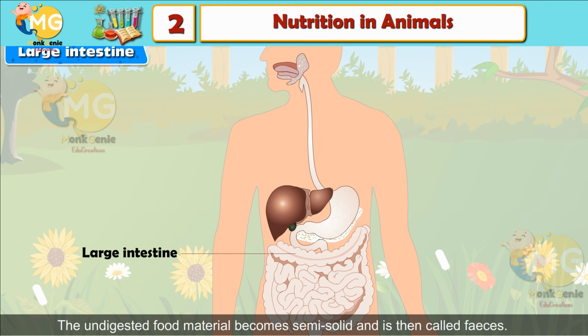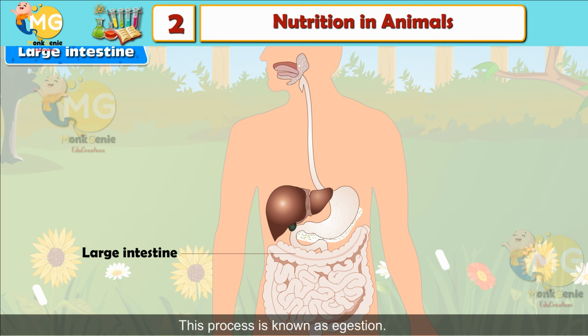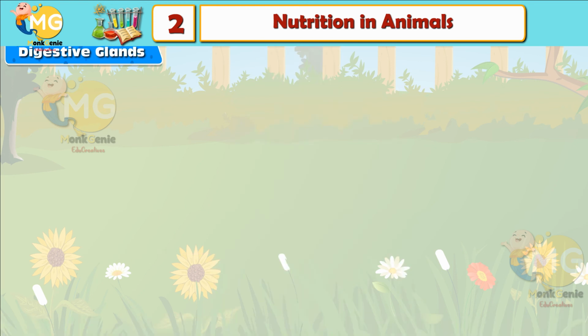The undigested food material becomes semi-solid and is then called feces. Now, it passes through the large intestine and is stored in the rectum, where it gets expelled out from the body through the anus at periodic intervals. This process is known as egestion.